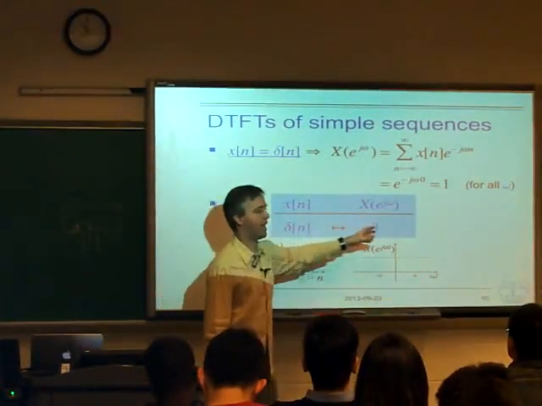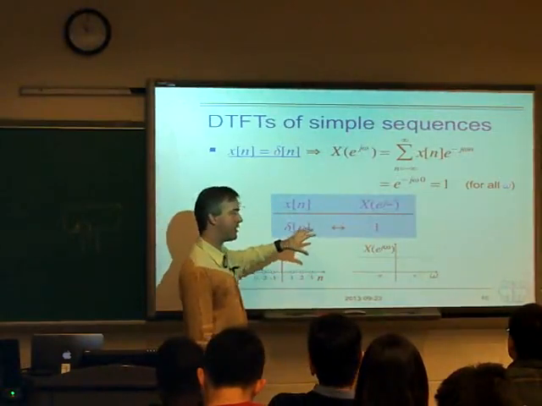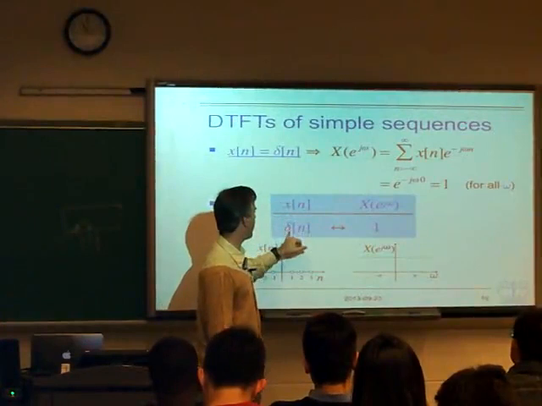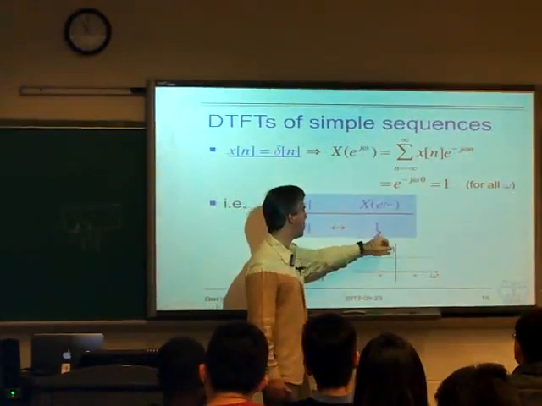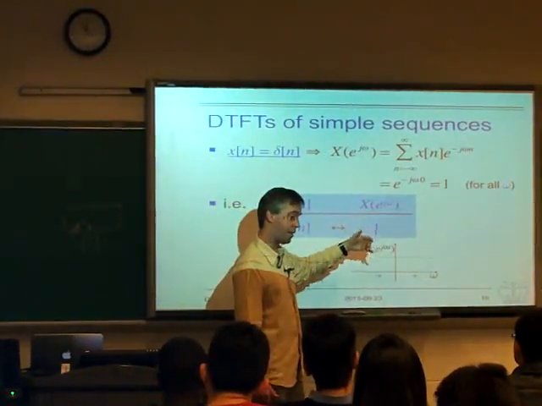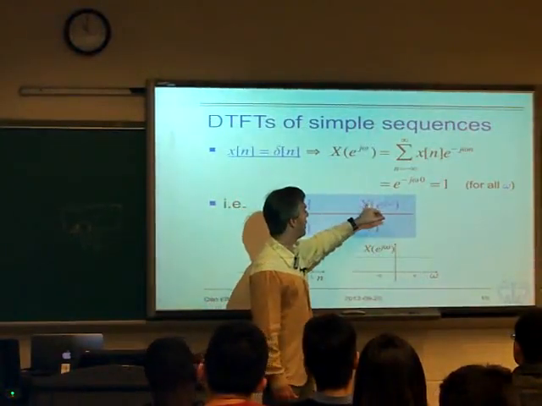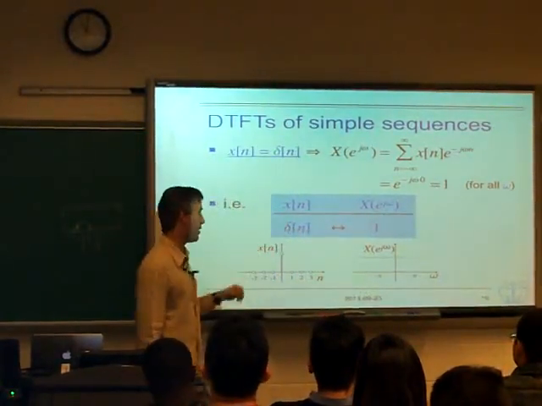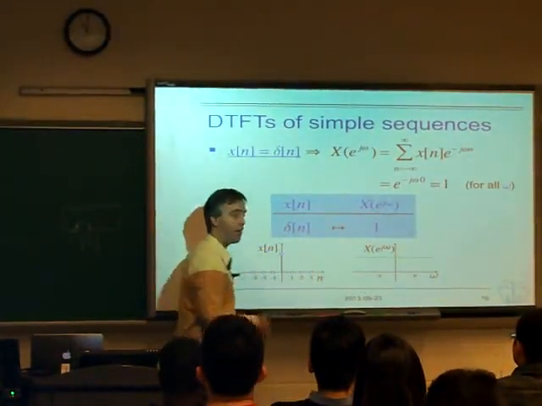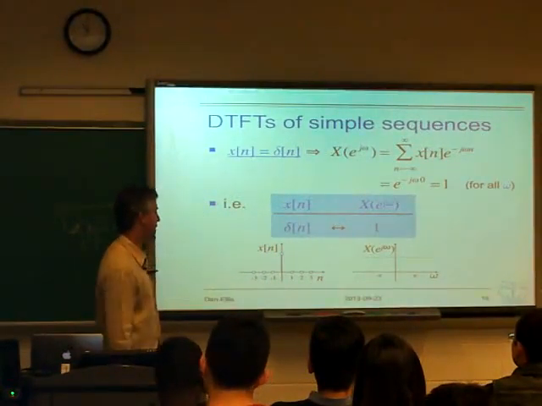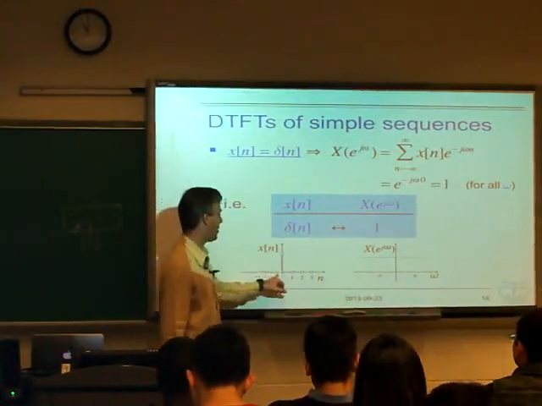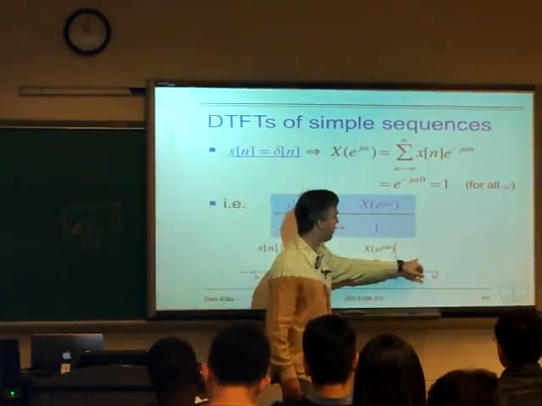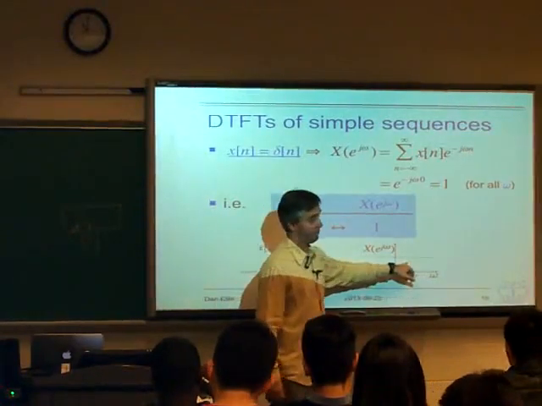We can write it as a little table of identities here. DTFT transform pairs. When x of n is delta of n, the DTFT is 1, which is the same as saying, because we've just shown that we can invert it, that when X of e^(j omega) is 1, then that corresponds to x of n being delta of n. So that's the idea of this double-headed arrow, that these are a transform pair. Here's x of n plotted with our stem convention. Here's X of e^(j omega), which is a flat line.